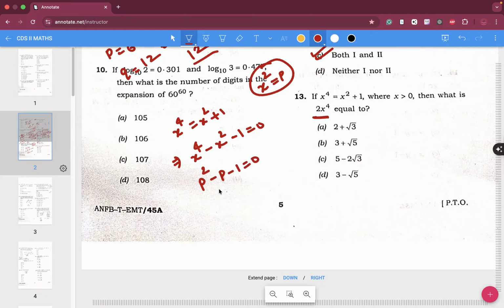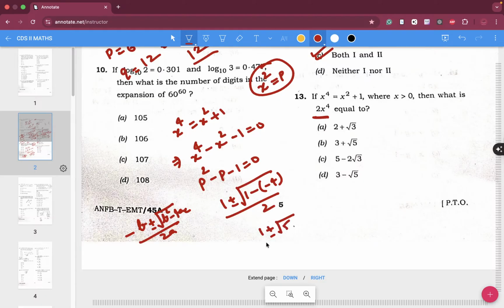Now applying the formula, you know what the quadratic formula is? Minus b plus minus root under b square minus 4ac by 2a. This is the formula. Now applying this, we get 1 plus minus root under b square, which is 1, minus 4ac, by 2a. So 1 plus minus root under 5 by 2.